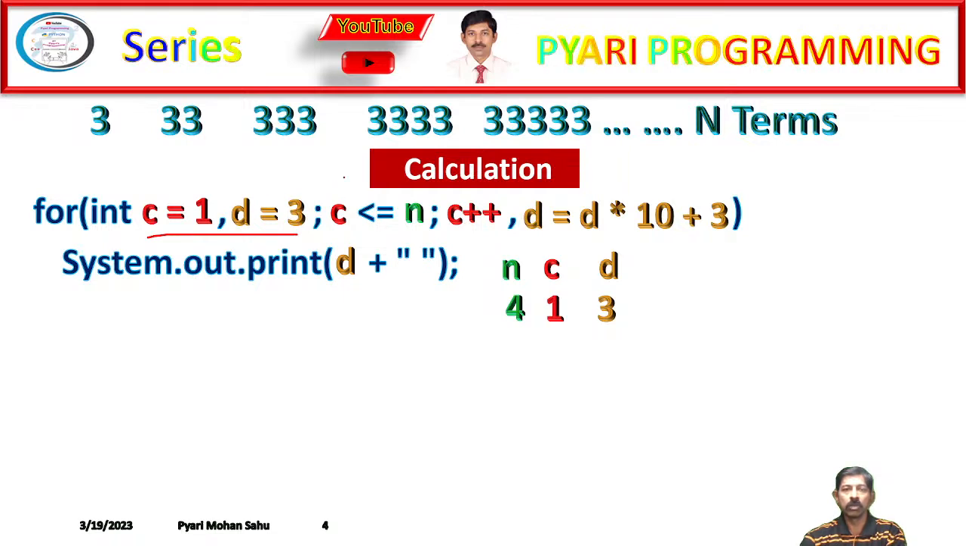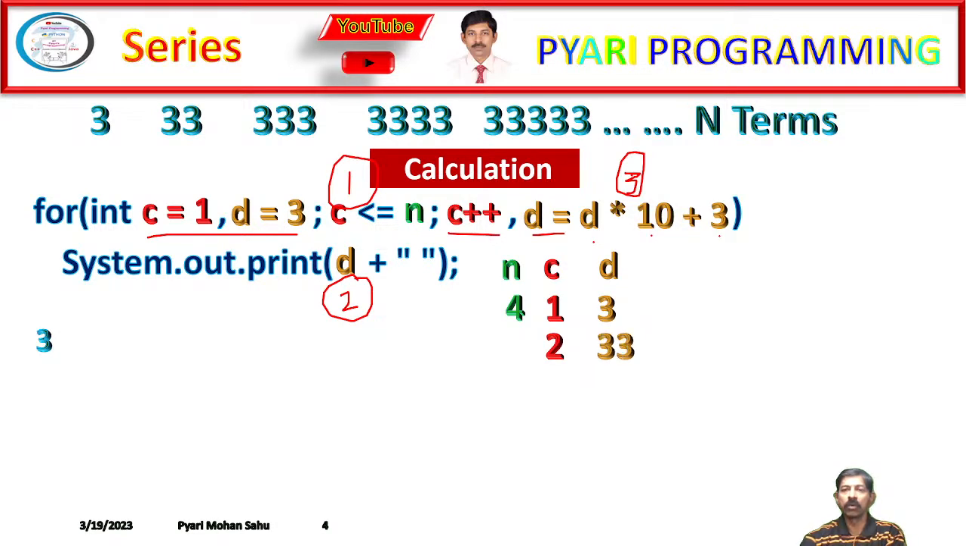So this is your 1. Here I will start the operation. Condition: 1 is less than or equal to 4. True. Then I will come to the body part. So it is displaying 3 now. After that comes the updation part. C becomes 2 and D is 3 into 10, that is 30, plus 3, which is 33. So the D value is 33.